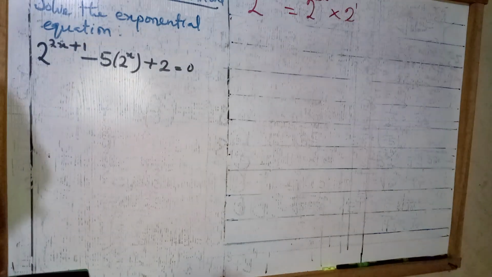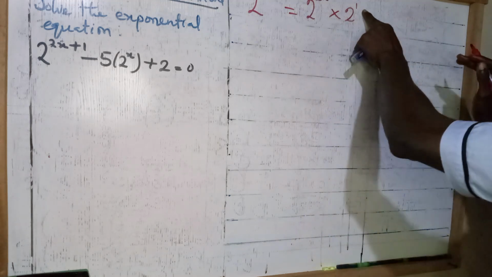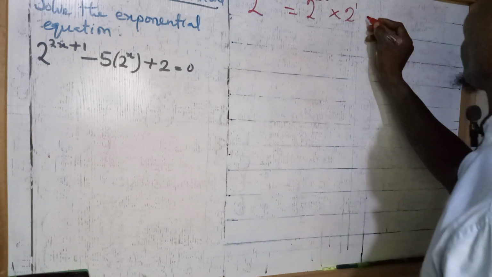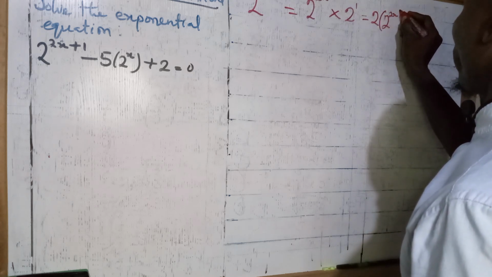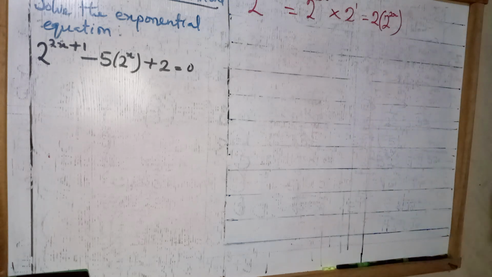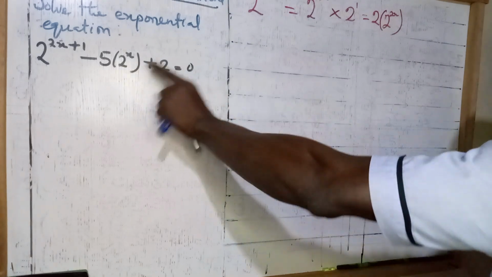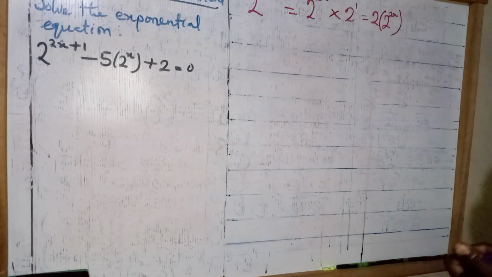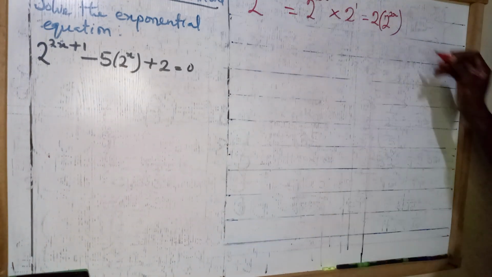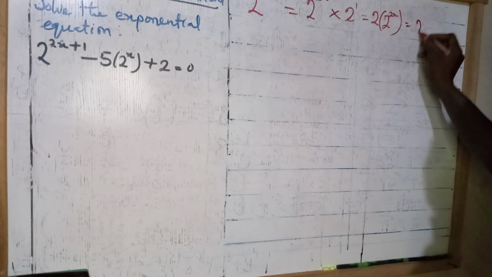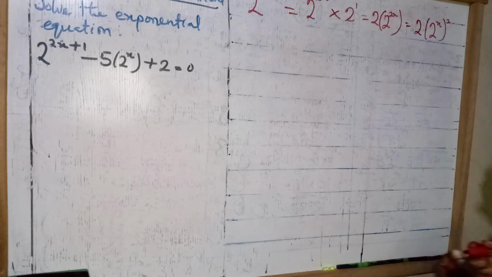Okay, which simply means that we can still write this 2 raised to the power 1 as 2, as in 2 into bracket 2 raised to the power 2x. And don't forget, from this problem we are given the basic form of this indices to be 2 raised to the power x, which means we are going to write this 2 raised to the power 2x as 2 raised to the power x everything squared.